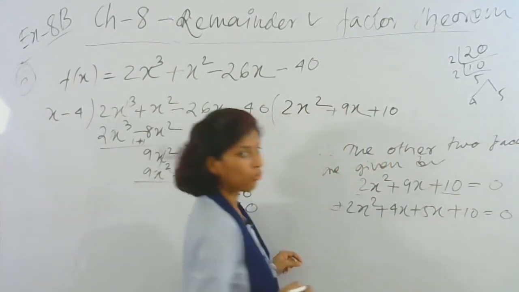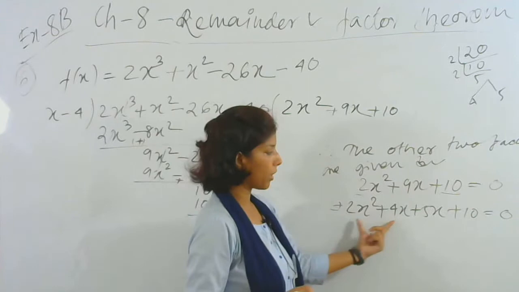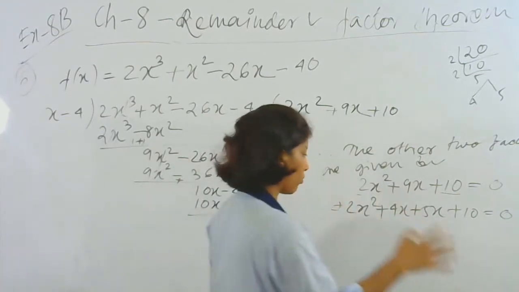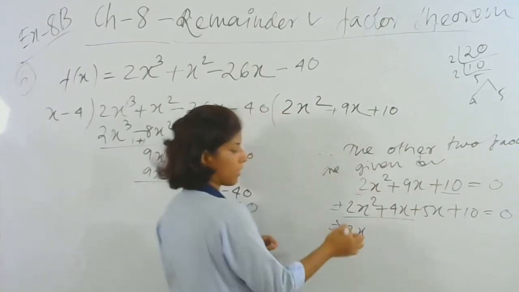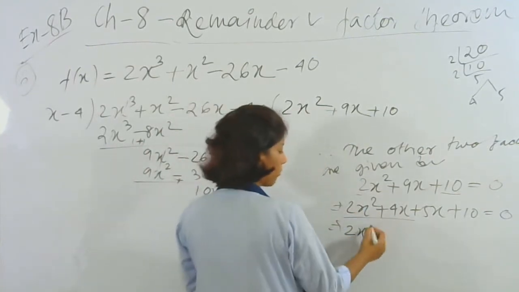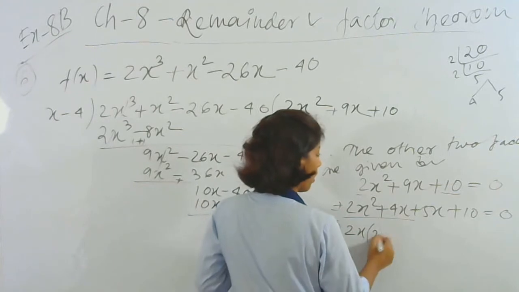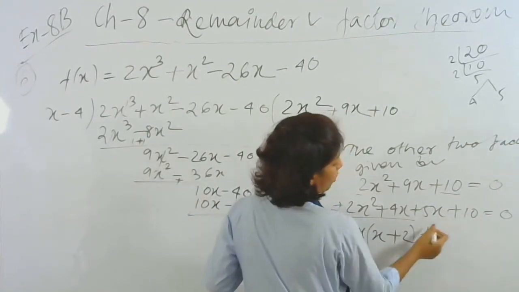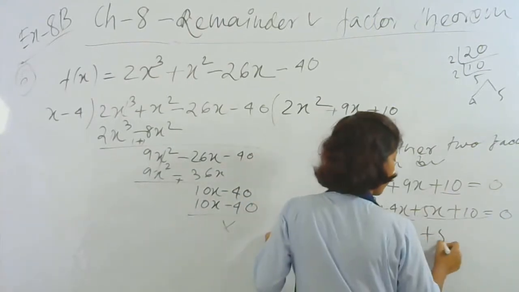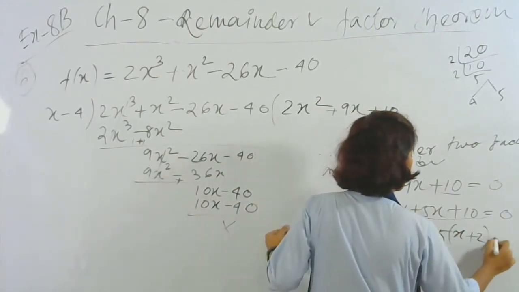Now from here you know how to do it. You take 2 common from here, 5 common from here, then you calculate. See, if I take 2x common from here, because x is also common, what am I left with here? I'm left with only x, then here it will be 2. See, now from these two terms what can I take common? 5. So same here, x plus 2 is equal to 0.